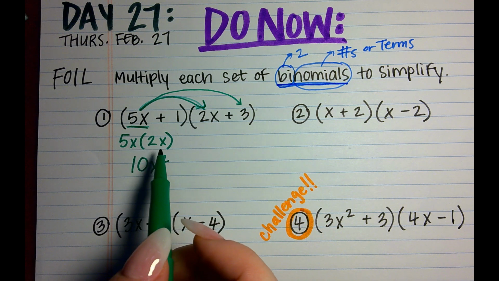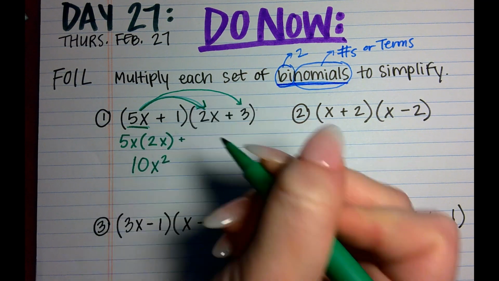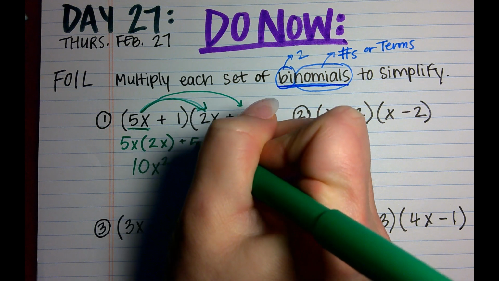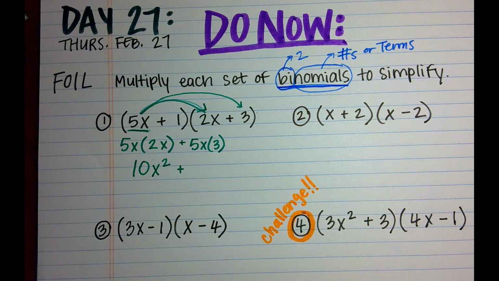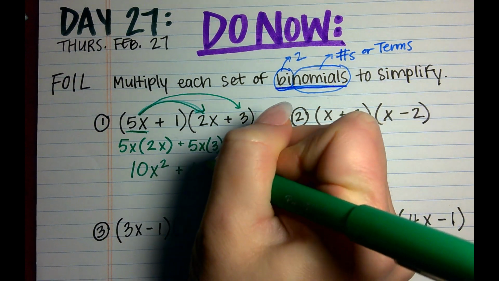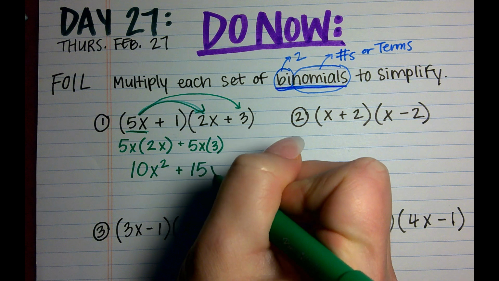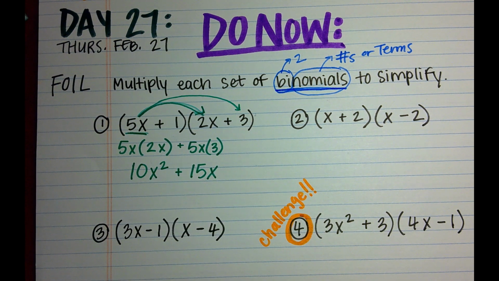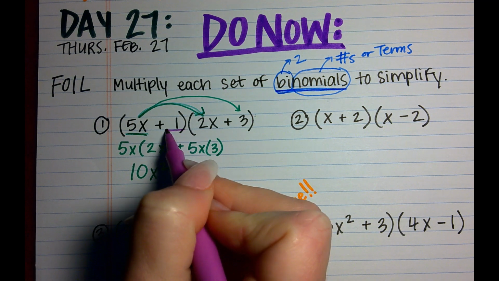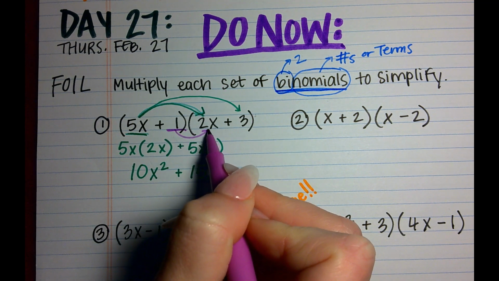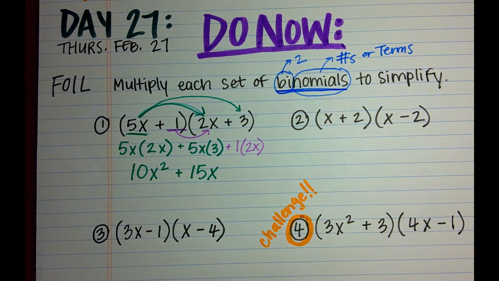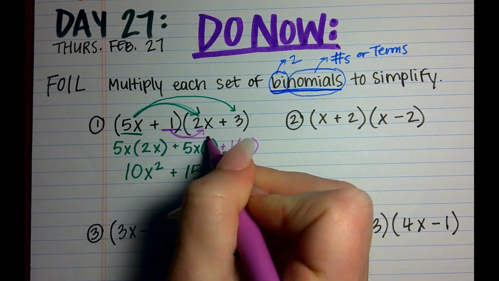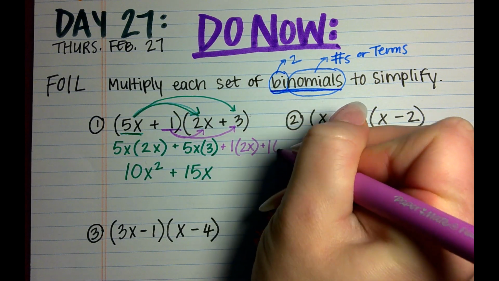That was 5x times 2x. And all right, your next step you told me, 5x times 3. What's 5x times 3? Yeah, 15x. Good. Got that right. Okay. Then we're going to do the inner, which is 1 times 2x. Then we're going to do the last, which is 1 times 3. Good. Plus 1 times 3.